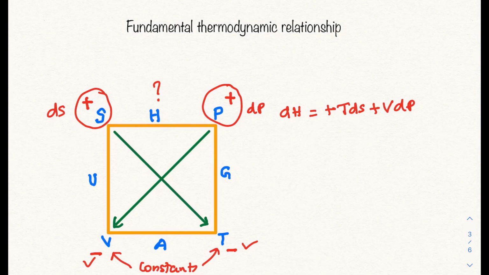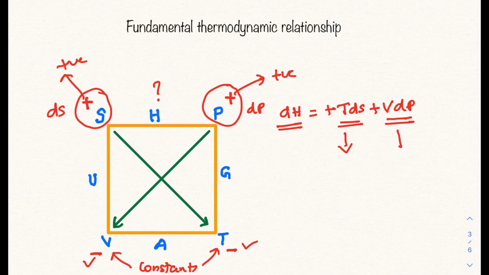More importantly, you are going to add the signs of the variable in both segments. So here dH equals T dS plus V dP. As none of the variables S and P has an arrow pointer, both segments of the equation receive positive sign.